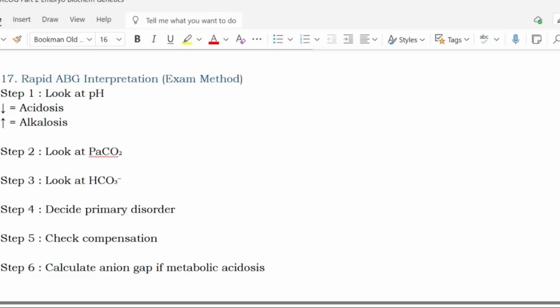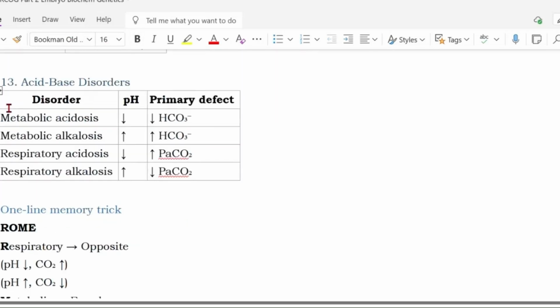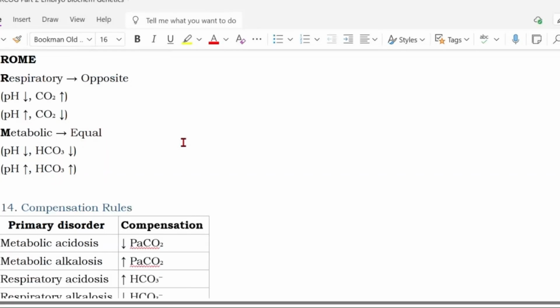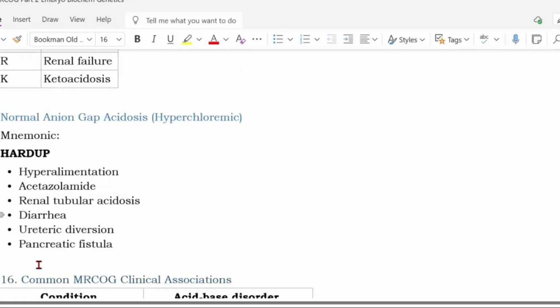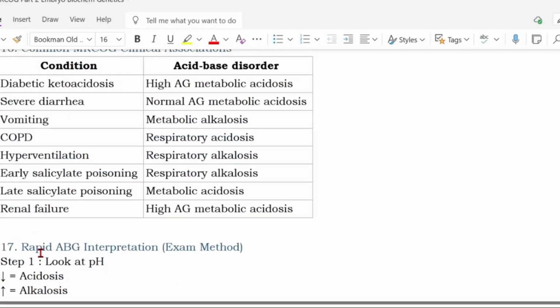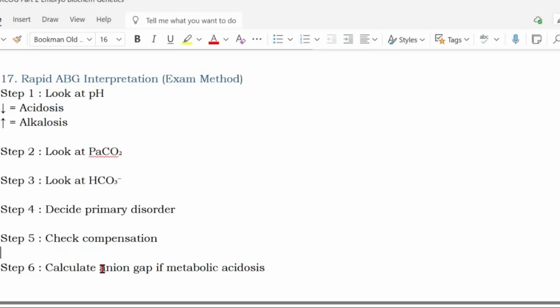Primary disorder, like in the first table we have seen: if metabolic, you will look at the bicarb; if respiratory, you will look at PaCO2. This is the primary disorder. Compensation: if metabolic, you will look for CO2 compensation; if respiratory, you will look for bicarb compensation. That is the thing you are supposed to look for, and then you will calculate the anion gap.